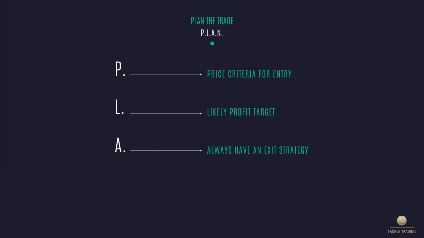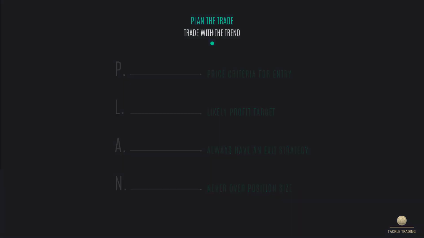The A stands for always have an exit strategy, and that is specifically regarding your stop loss. I'm going to go over a stop loss rule later in Module 4, a rule that I've been using for years and years, and one that I really like. And then the N simply refers to never over position size. We want to make sure that we're position sizing according to risk, and we want to never over leverage in any one trade. We like to put on lots of trades with lower position sizing as a trader.